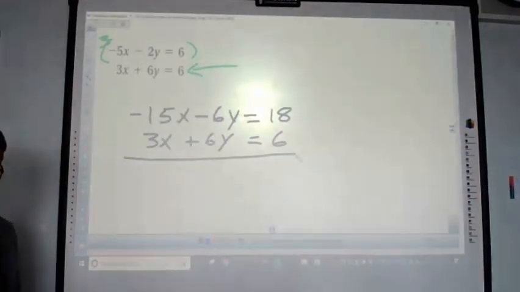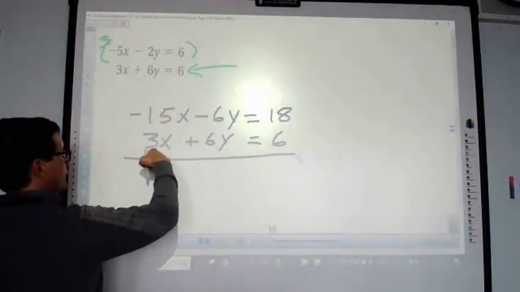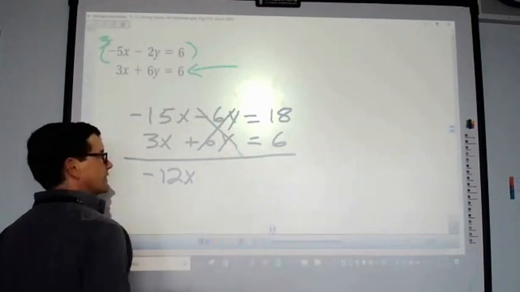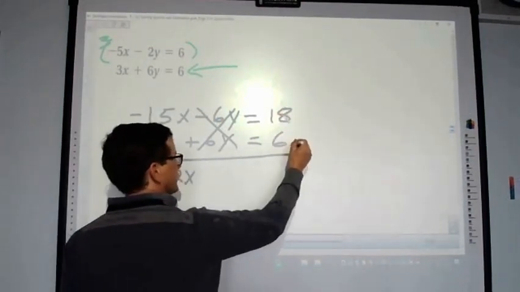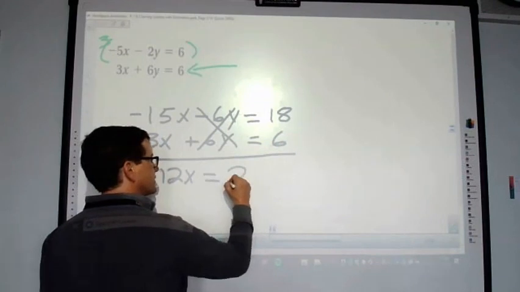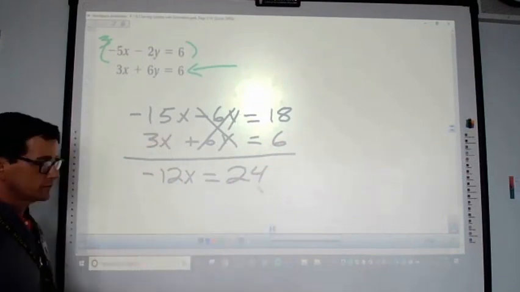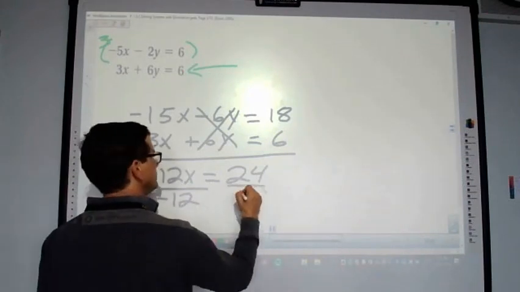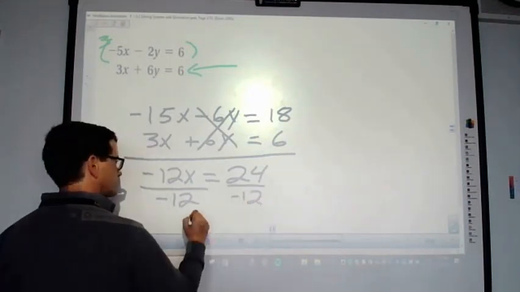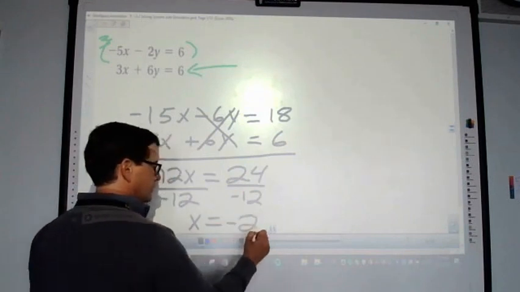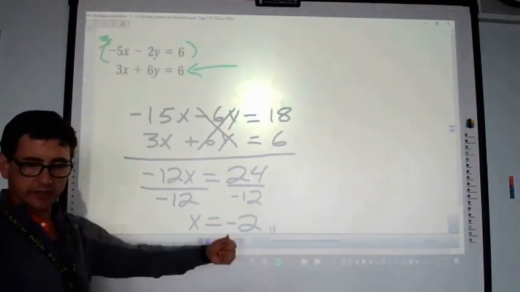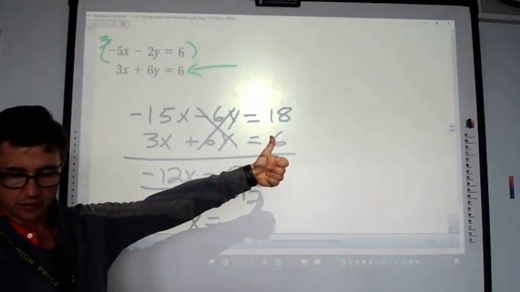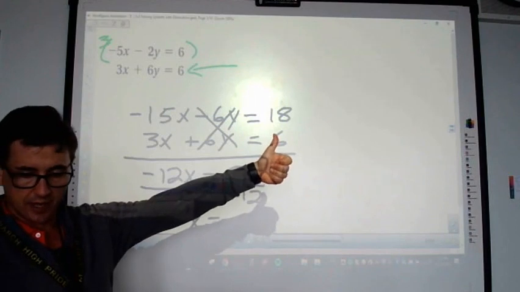Then I'm going to combine like terms vertically. So negative 15 plus 3 is negative 12x. The y's cancel. 18 plus 6 is 24. Then I just divide both sides by negative 12. And I get x equals negative 2. Give me a thumbs up if you got negative 2 for x. Good job.